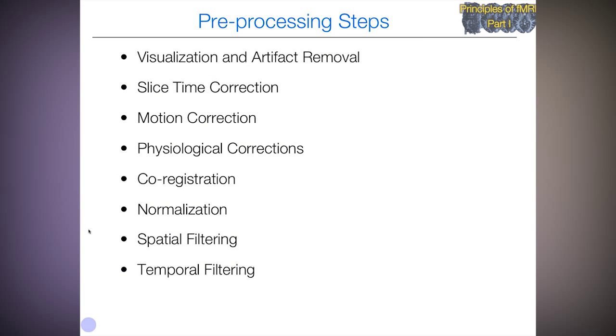There are a number of different pre-processing steps, and they include visualization and artifact removal, slice time correction, motion correction, correction for physiological effects, co-registration and normalization, and spatial and temporal filtering. Let's start with talking about visualization and artifact removal. That should always be the first part of any pre-processing pipeline.